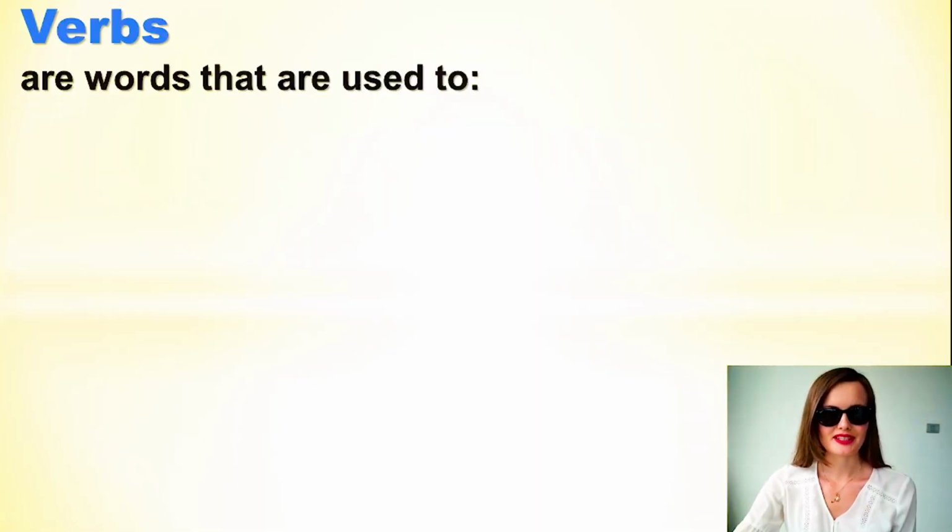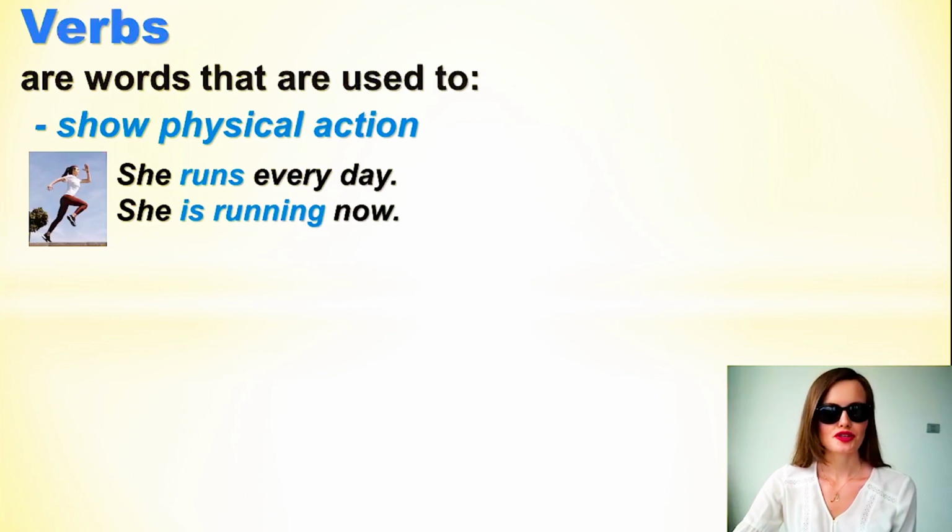Verbs are words that are used to show physical action. For example, she runs every day, or she is running now. As you can see, we use the verb run in present simple, runs, and in present continuous, is running.